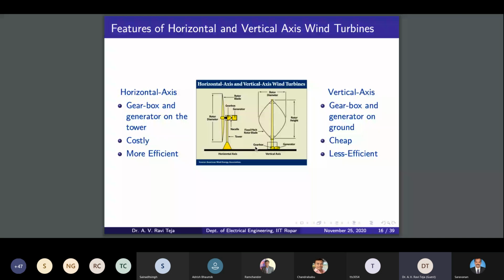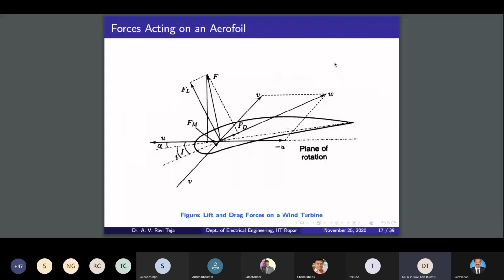So first we will see what influences the rotation of the blades, because the faster the turbine blades rotate, the faster the generator mechanical input would be, and the more power I can generate. Right? So what influences, or how I can maximize the blade rotation in order to get maximum power extraction from the wind power generation system? So first we will see an aerofoil.